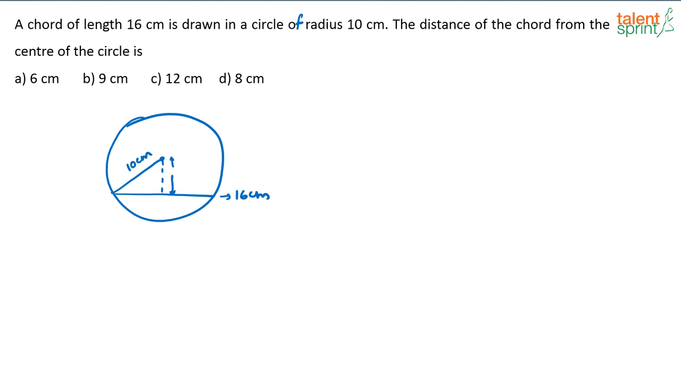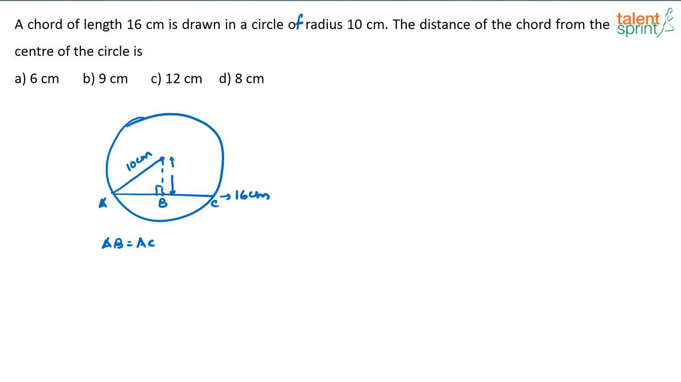See, the perpendicular which is drawn from the center of a circle to a chord will bisect the chord. That means when you draw a perpendicular from the center of the circle to the chord, the chord will be divided into two equal halves. So, if I say this is A, this is B and this is C, I can say AB is equal to AC. Right. So, here the length of this chord is 16 centimeters.